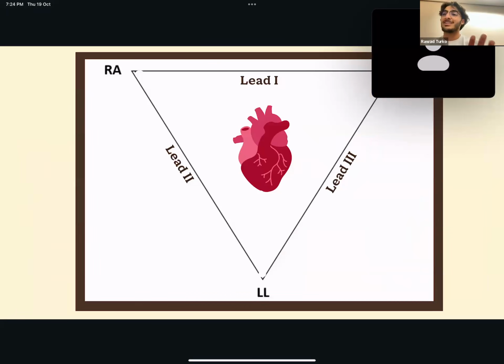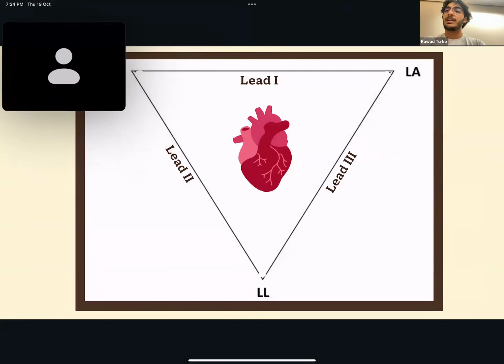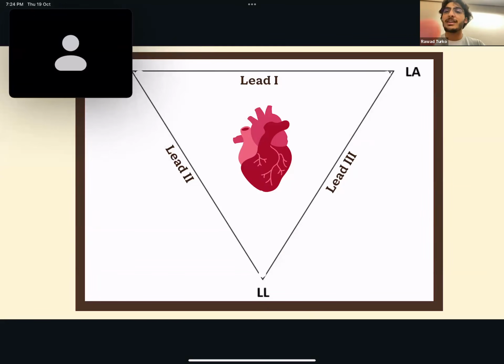Okay, now let's do our little activity. This is, again, Einthoven's triangle. Lead 1, lead 2, and lead 3. Now, let's do something. You guys can't read it, but RA stands for right arm. You can just follow along.